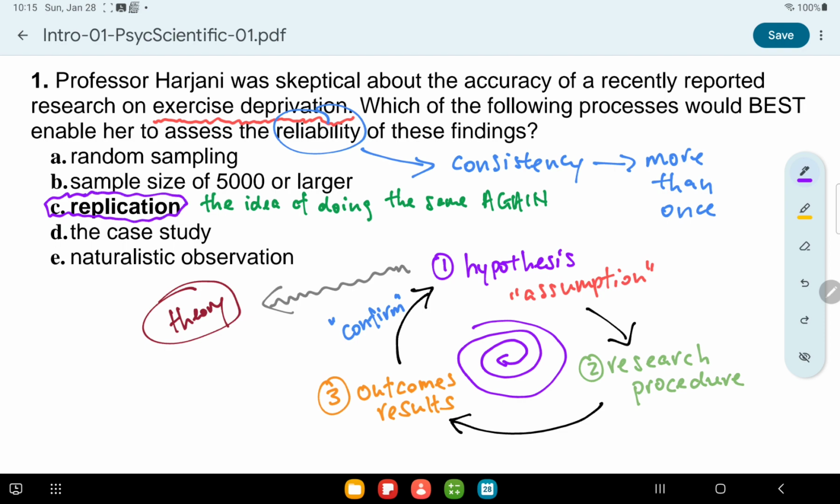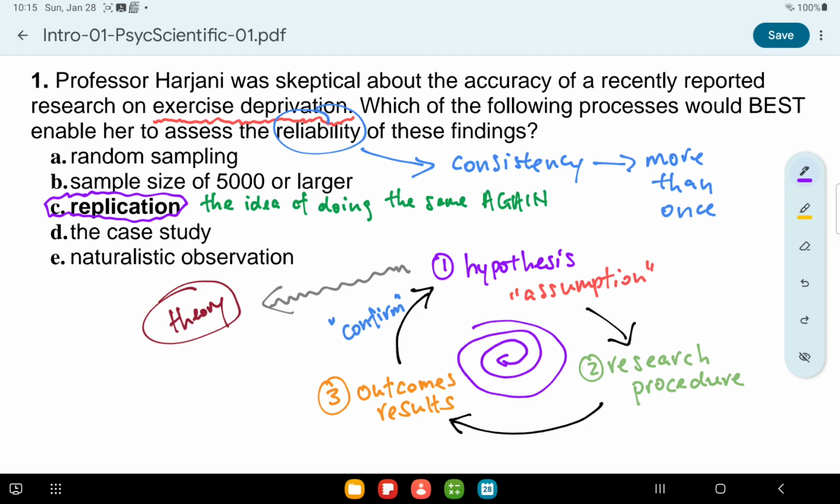Okay? Replication increases the level of reliability. Replication also assesses how reliable certain findings are. If we go through the same set of research procedures again and obtain similar results, well, we assess that the reliability is high. That is the language.